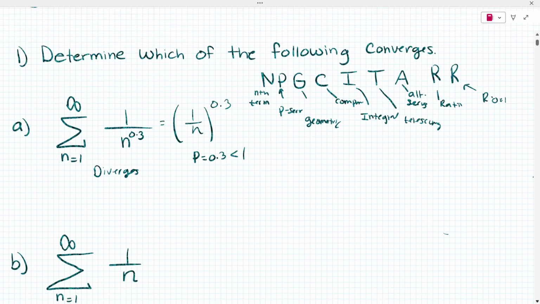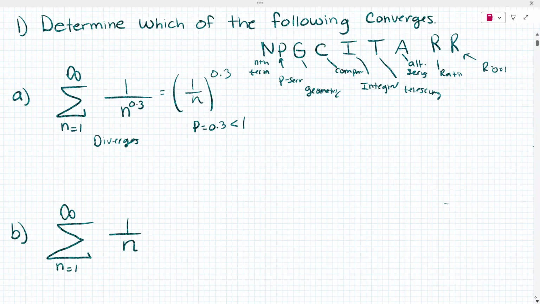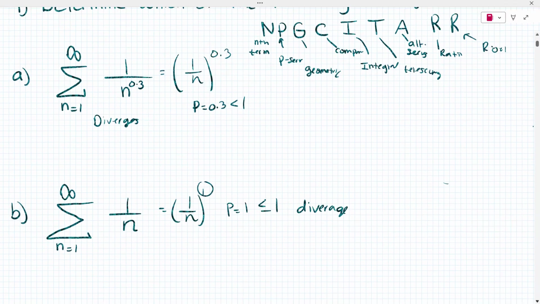Letter B, we have the summation from n equals 1 to infinity of 1 over n. We definitely can use the p-series test because it is in the form of 1 over n to the p. So 1 over n is the same thing as 1 over n raised to the power of 1. Our p is 1, and the rule states if p is less than or equal to 1, it diverges. So no, we want to look for converges. Okay, so let's move on to C.